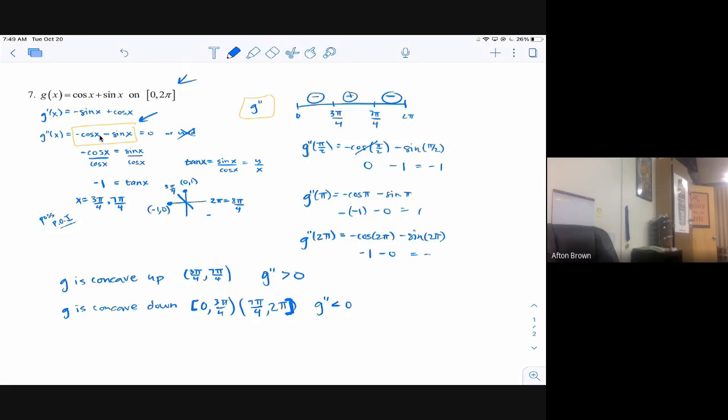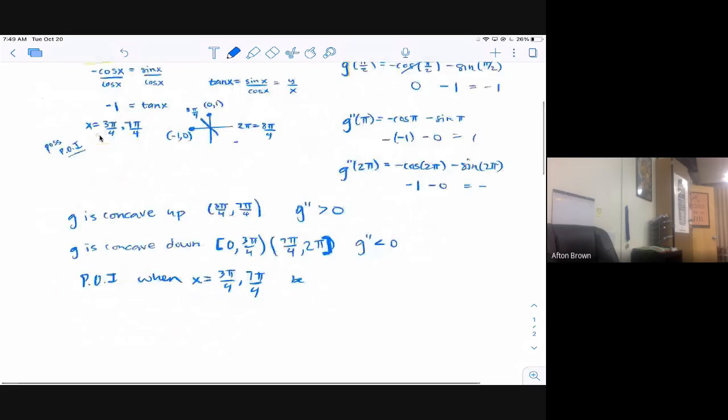Point of inflection, as long as you state it as a point of inflection when x equals, then I'm okay if you don't list the whole point. So we have a point of inflection when x equals 3π/4 and 7π/4. What would your reason be if I asked you to give a reason? Those are points of inflection because why? Changes concavity. Don't say it. So what changed concavity? g. So you could say because g changed concavity.